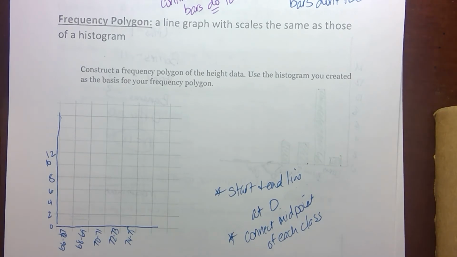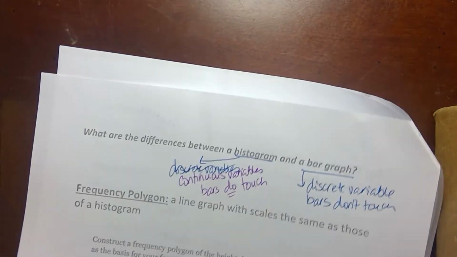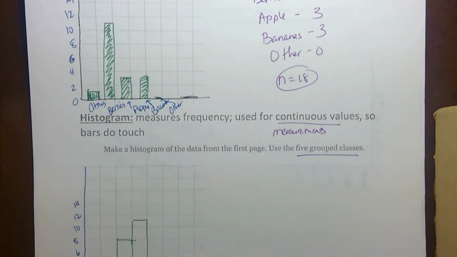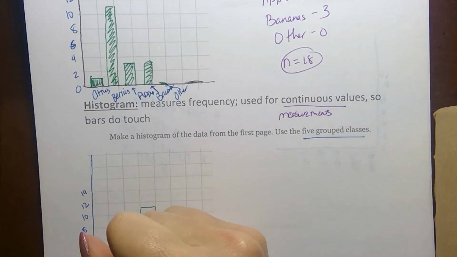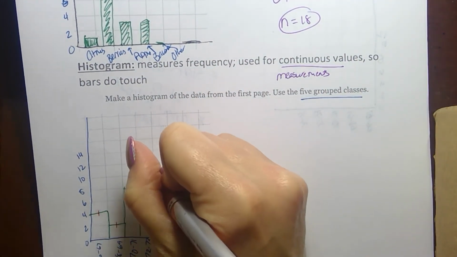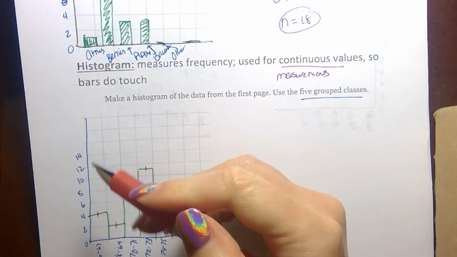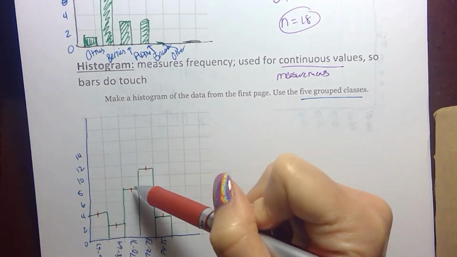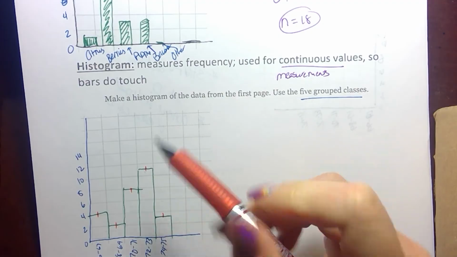So let's think about the midpoint of each class. Let's go back to our histogram, and let's mark those midpoints. Our midpoints would be the center of our bars. There's our midpoints, the center of each bar. So I've got 4, 2, 8, 11, and 3.